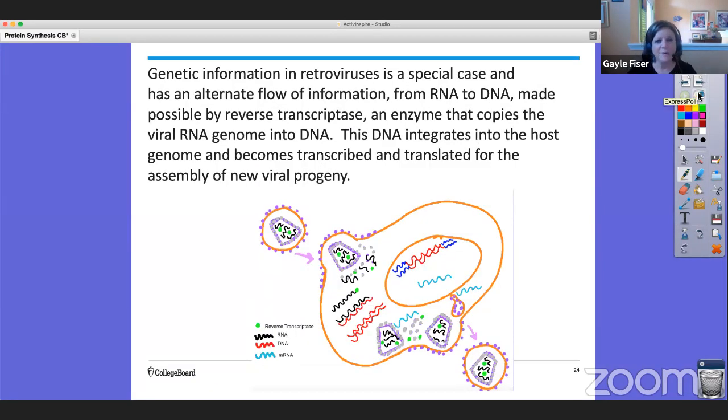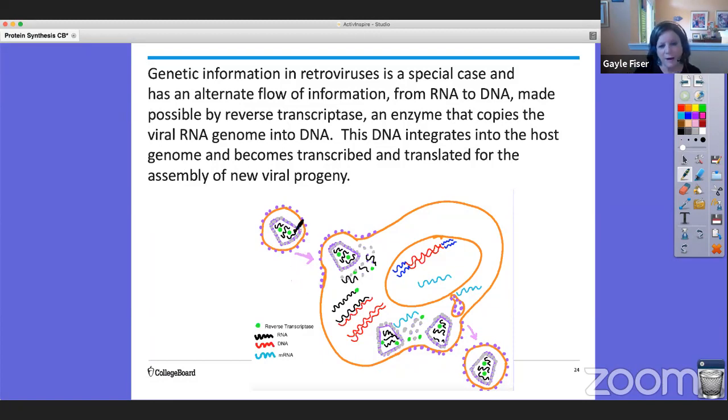All right, genetic information in retroviruses is a special case and has an alternate flow of information from RNA to DNA, made possible by reverse transcriptase, an enzyme that copies the viral RNA genome into DNA. The DNA integrates into the host genome and becomes transcribed and translated for the assembly of new viral progeny.